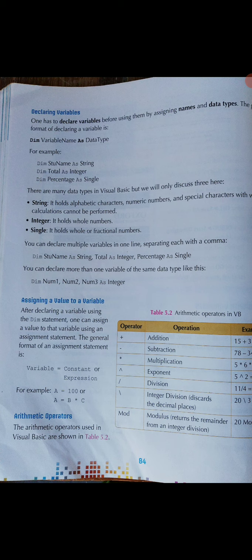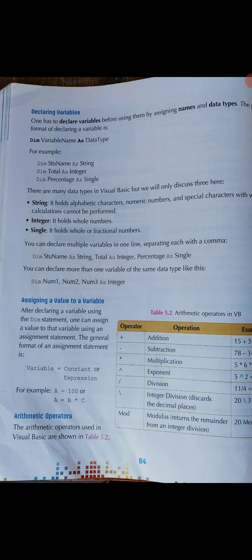Now look at the example of declaring variables. How can we declare a variable? We can declare a variable by assigning a name and a data type. Assigning a name means you can write your own name, and then the data type. How many data types do we have? We have 3 data types: string, integer and single. So while declaring a variable, we also enter the data type, which will be string, integer or single. Clear this much? I think it's clear to everyone.